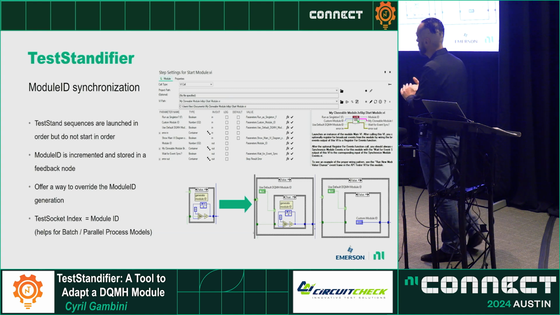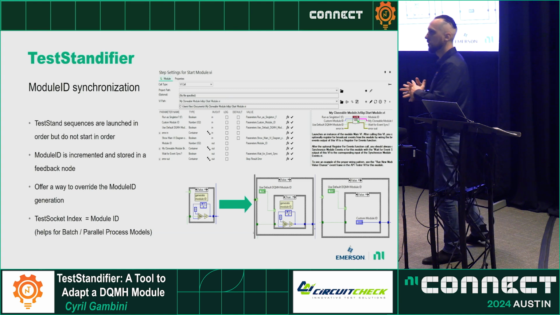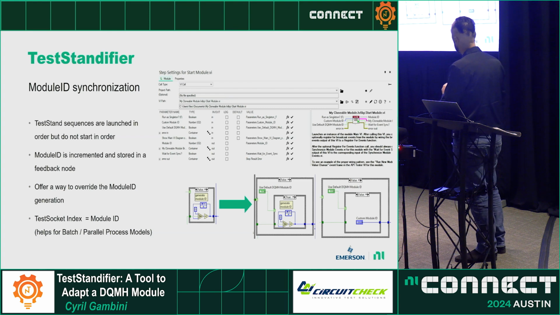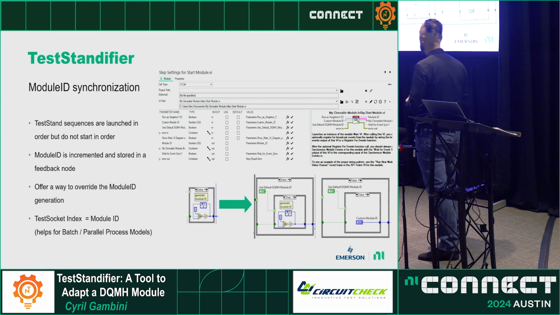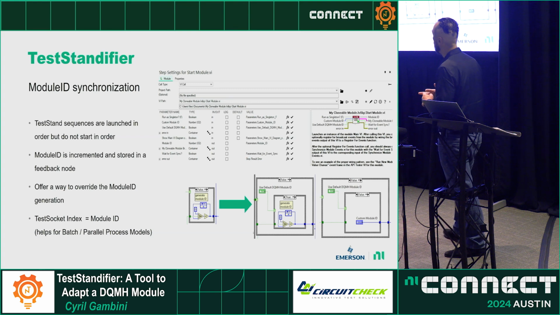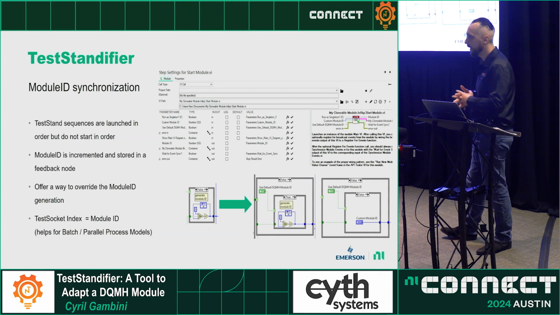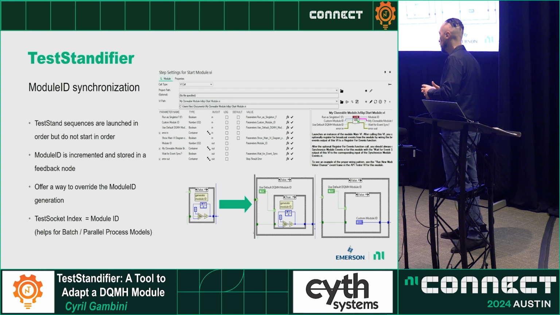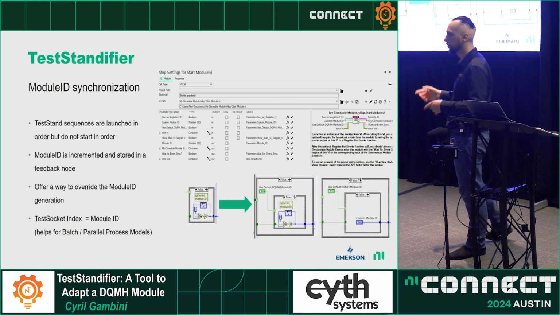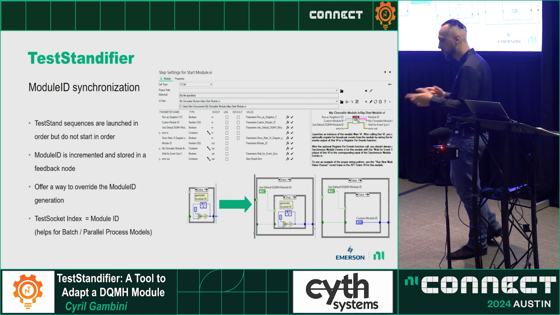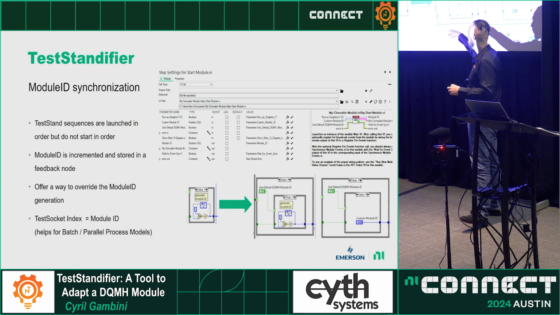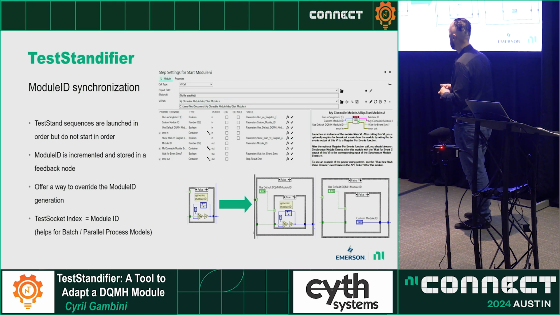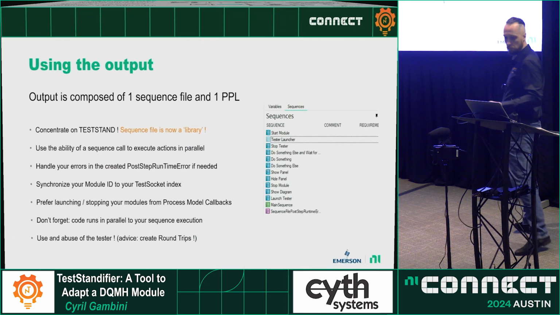I told you before about the synchronization of the module ID and the test socket index. We actually modify the way the module ID is generated within your clonable module. By default, it's only a feedback node. And I told you before, you may have some problems of cache, or you may have some test sockets that are launched before some others. So you might have some problems linking the module ID and the test socket index. We actually, by scripting, change the way the module ID is generated.